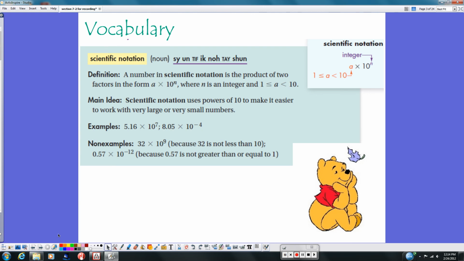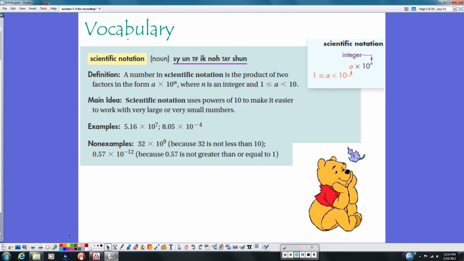Our vocabulary word for today is scientific notation, and the definition of scientific notation is a number written as the product of two factors in the form a times 10 to the n, where n is an integer and a has to be between 1 and 10.